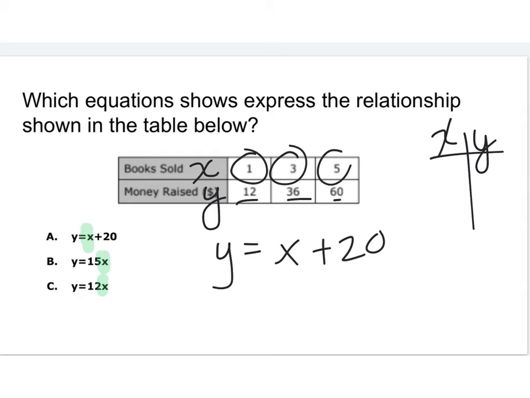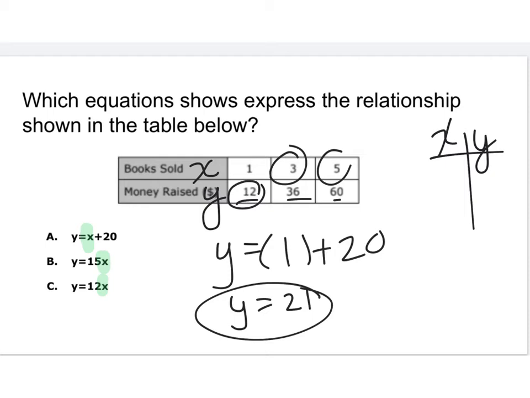So if I remove the x and substitute my first x value of 1 in, well, 1 plus 20 is going to give me 21. Here I see when x is 1, y has to be 12, so therefore that cannot be my correct answer. Alright, so let's take a look at the next option we have here.